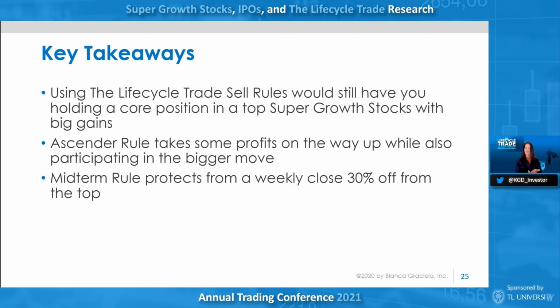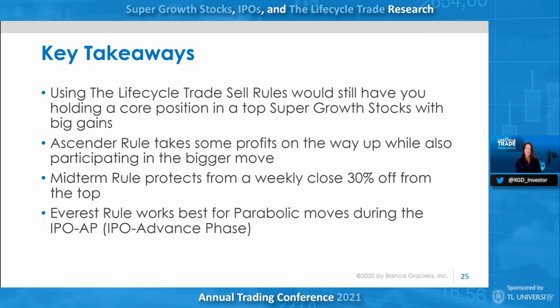Then the midterm rule, I think one of the benefits of that is protecting you from that weekly close 30% off the top. And if we were to go back and look at those other big leaders, that was the one that took most of them out as well. And then, as I mentioned, the average rule works best for parabolic moves, really in that IPO advanced phase or at the end of a run in a climax top situation.